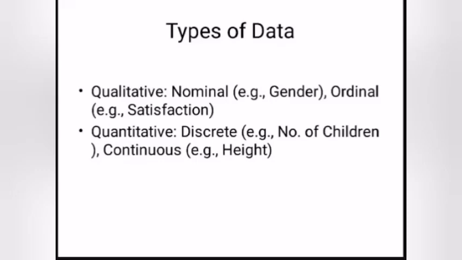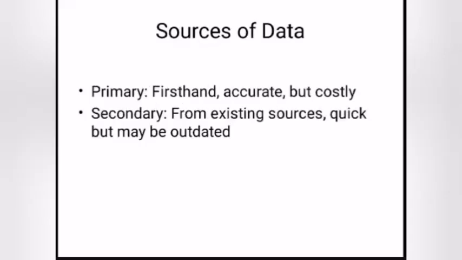Then we have quantitative data. There's discrete and continuous. Discrete is when you know the exact number of people. Then continuous is when you're measuring weights, heights, and so on. There are two sources of getting data, primary and secondary.